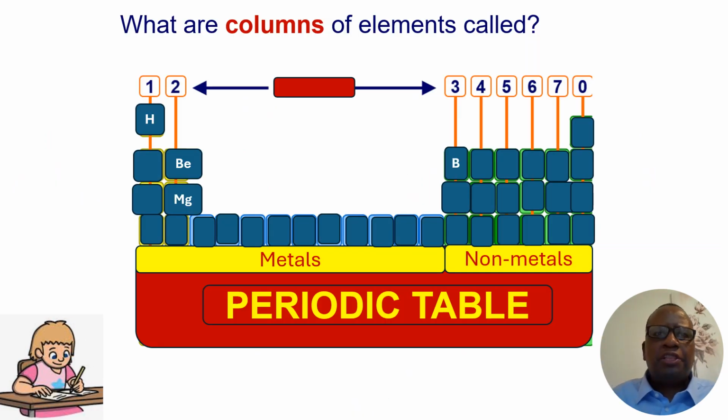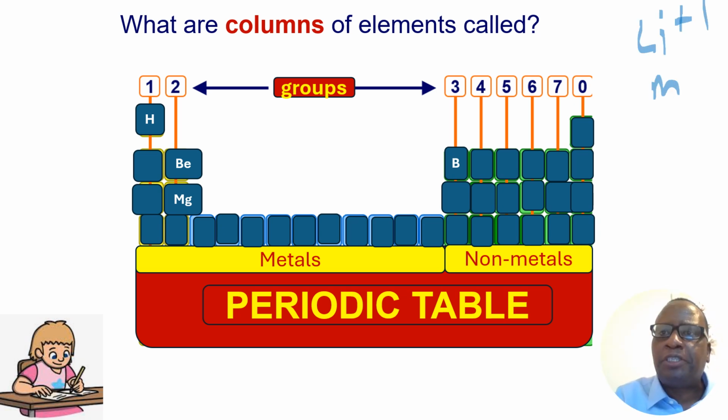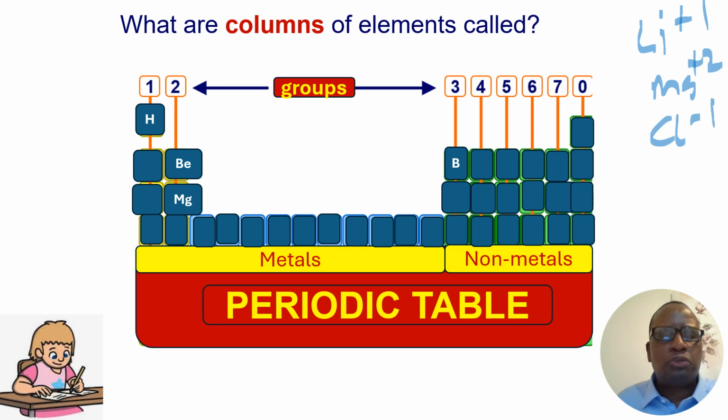Right, what are these columns called? The columns are called groups. I think most of you are wondering, where do we get these charges? Like, where do we get Li plus 1, Mg plus 2? You are wondering, where do we get all these numbers? So now let's try to use the periodic table to look at that.